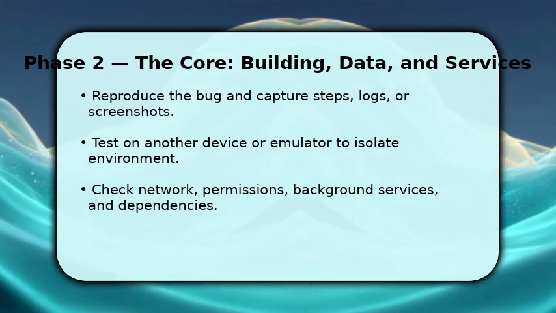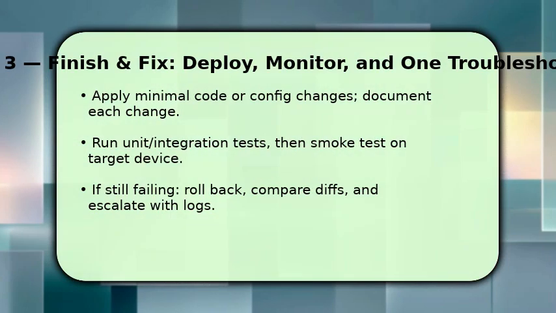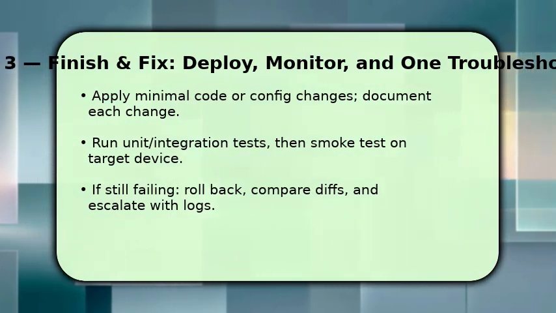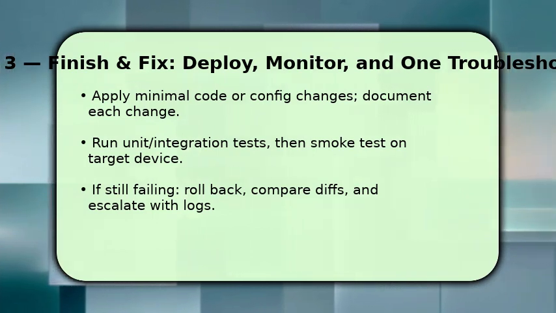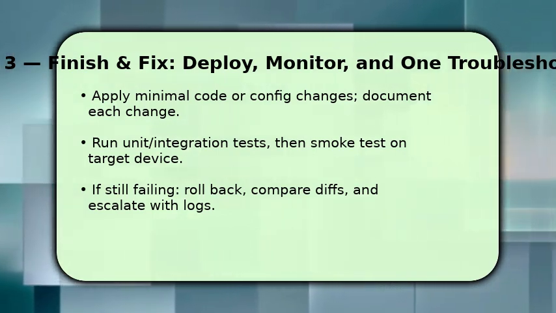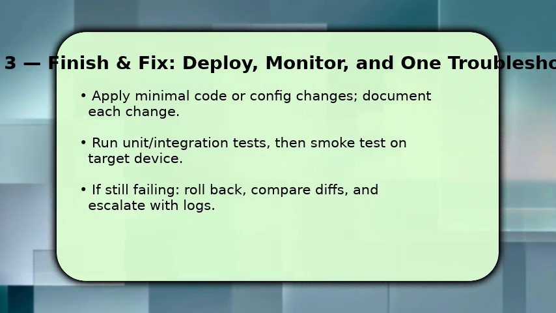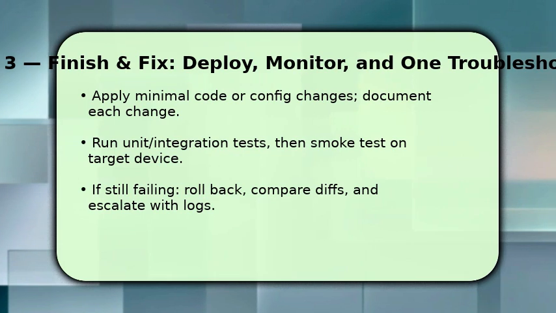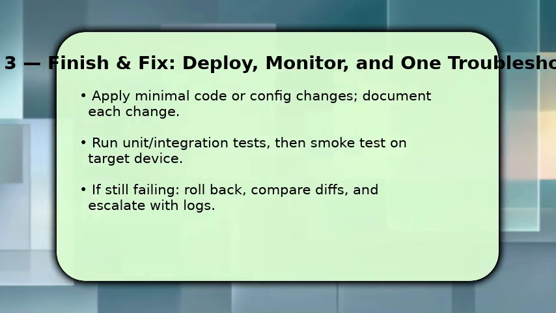You now apply the smallest effective fix. Change one thing at a time and document it so you can roll back if needed. Run unit and integration tests, then perform a quick smoke test on the target device to confirm core flows work. Make sure to monitor logs and metrics during verification.